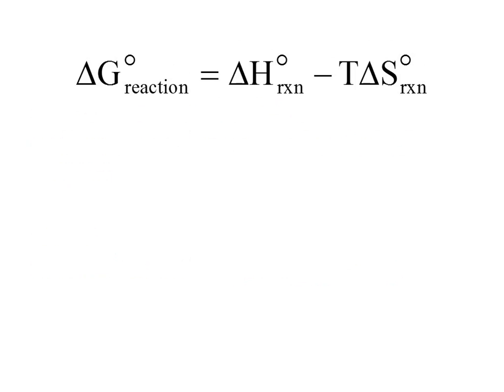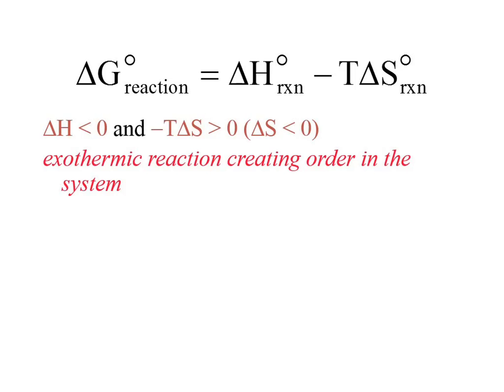Scenario two looks like this, where we still have an exothermic reaction. Delta H is less than 0. But now we're creating order, because check out the delta S in parentheses there. Now we actually have a delta S that's negative. Delta S is negative, that means we're creating order, and that does not favor spontaneity. So it's not to say that Gibbs free energy won't be negative, that it won't be a spontaneous reaction.